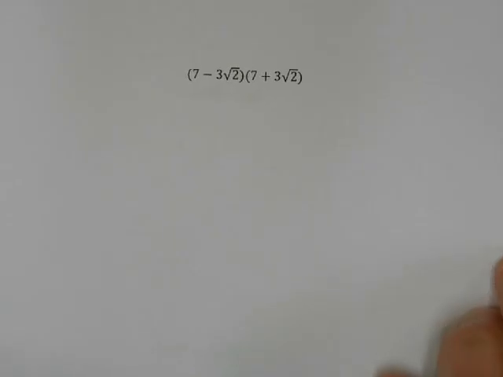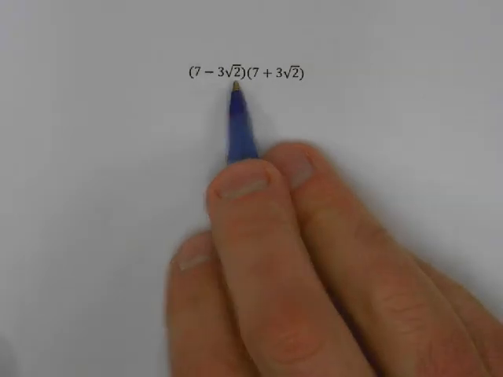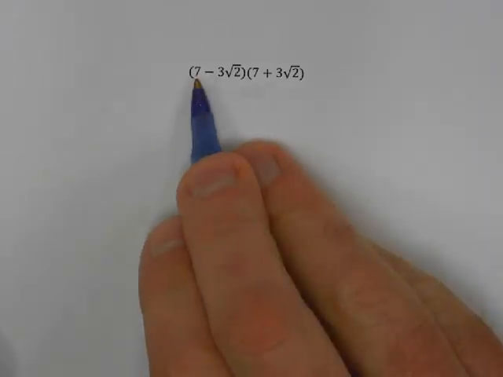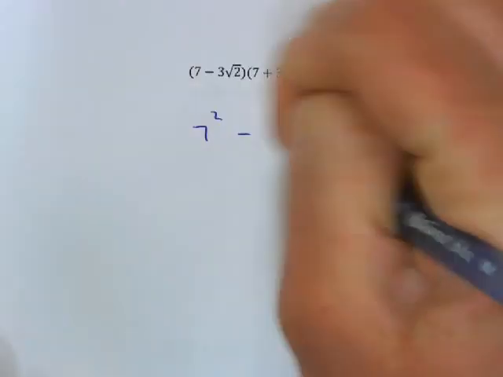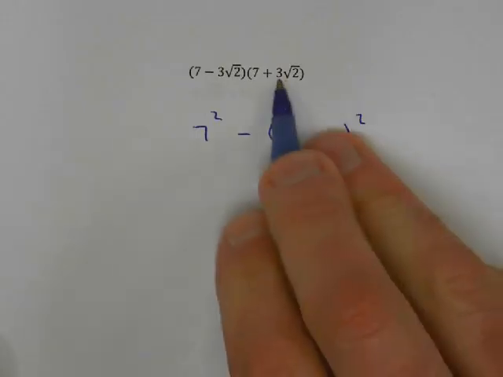All right. Last one here, and then we'll go back to example 4. Again, we have something in the form a plus b times a minus b. It's okay if the minus comes first. Our answer is still going to be the first thing squared. So I'm going to write it out this way, show a little bit more work. 7 squared minus the second thing squared. And what's the second thing here? Well, 3 root 2.